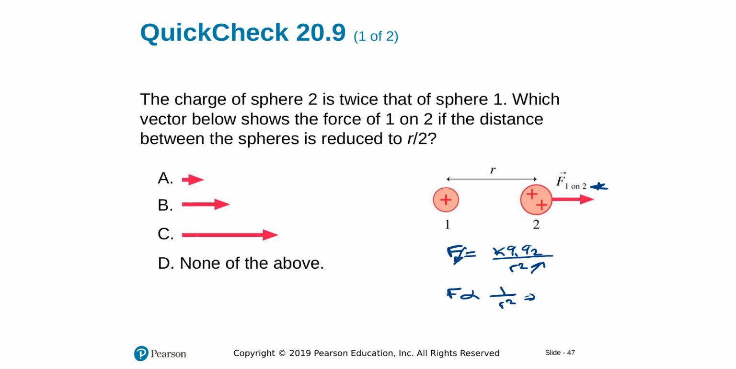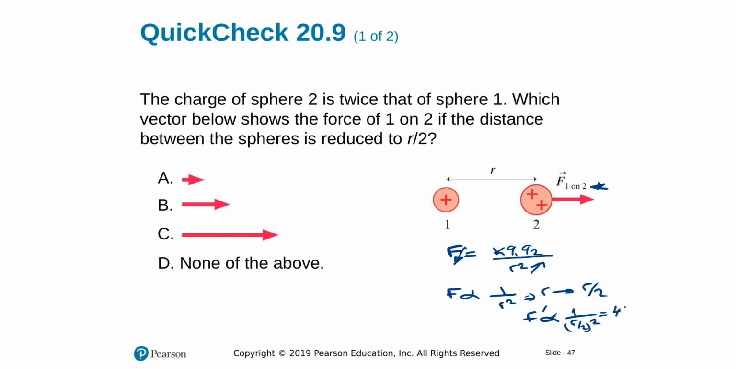And if r goes to r over 2, we will have, let's call this F prime, directly proportional to 1 over (r over 2) squared. That's 4 over r squared, so we'll have 4 times larger force.